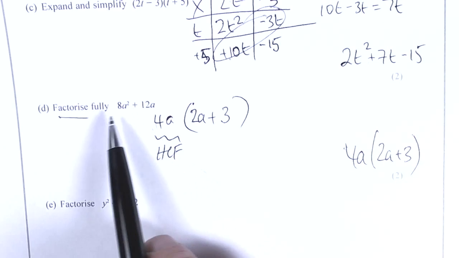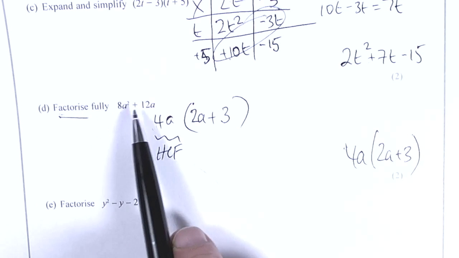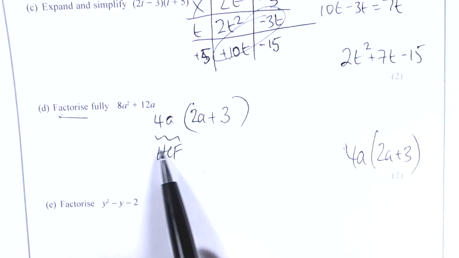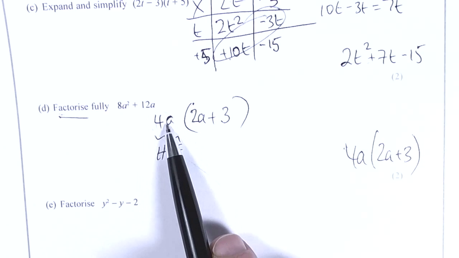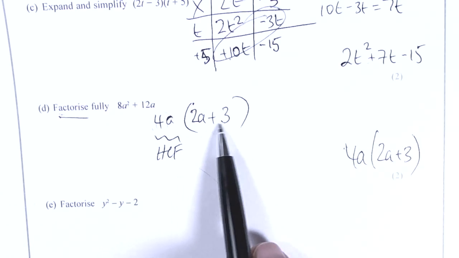So again, just got to be careful to recognise factorising. It starts with the word factor. If all the terms have a common factor, then it's going to be a single bracket, highest common factor on the outside. Whatever we multiply that by to give us the original expression goes in the middle.